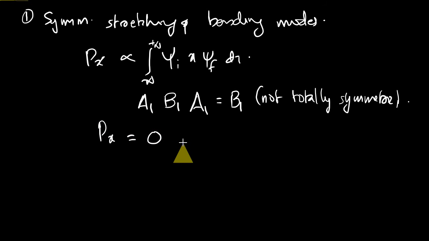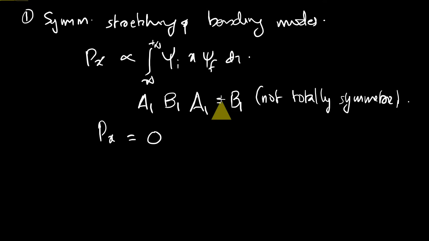So how can you know whether Px is equal to 0? You just assign the symmetry of the direct products of the representations. That is A1, B1, A1, which is equal to B1, which is not totally symmetric. Only one totally symmetric representation is there, that is A1. Since it is B1, Px is equal to 0.